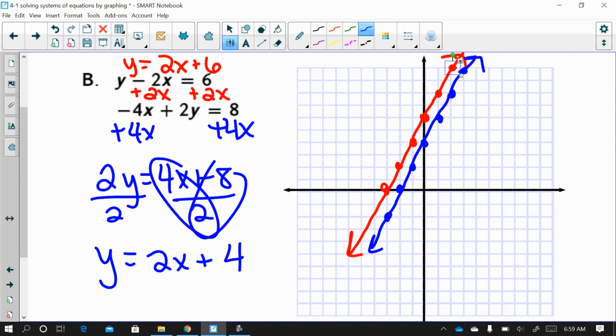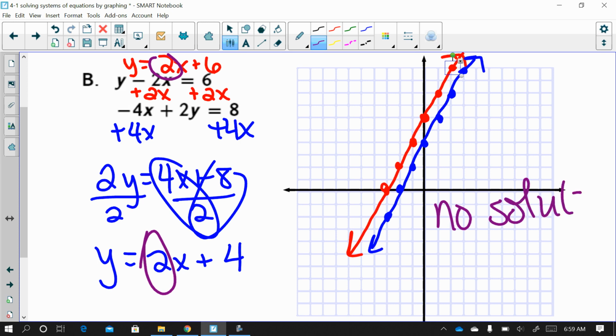Okay, what do we notice about these lines? Well, first thing I'm hoping you're noticing is the slopes are exactly the same. So that means they're parallel. Do parallel lines ever cross? Absolutely not. So this means there is no solution. Okay, no solution.